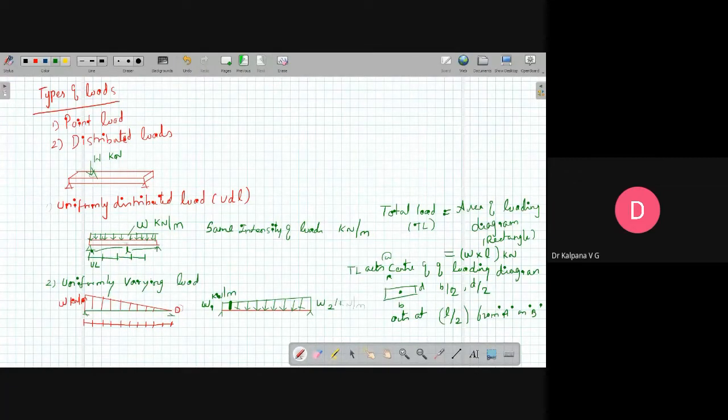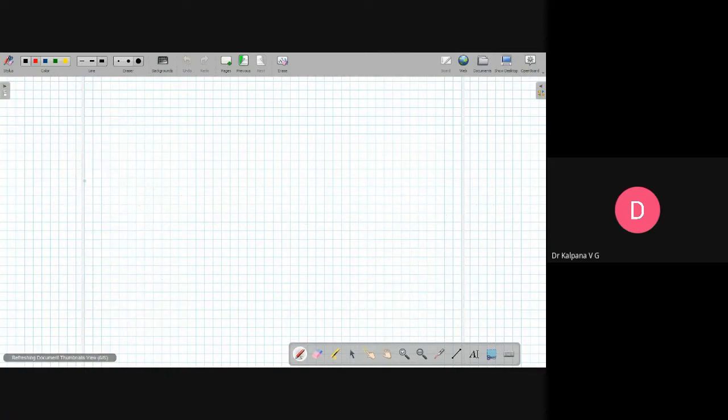So in case of UDL, the total load is always the area of the loading diagram. For UDL, it is always a rectangle. Hence W into L is the total load, which we have converted into kilonewton, which is a point load. And where this total load acts over the length of the beam is exactly at the center, which is L by 2. It's nothing but the center of gravity of the loading diagram. So this is how we have to convert a uniformly distributed load into a point load during the calculation of shear force and bending moment. Whereas for uniformly varying load, again the same concept.